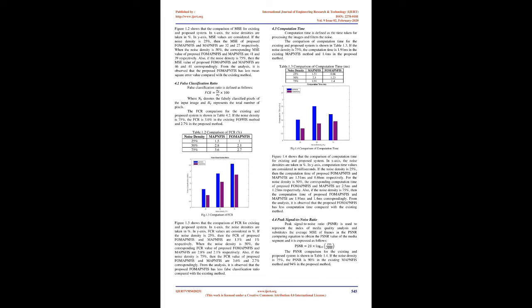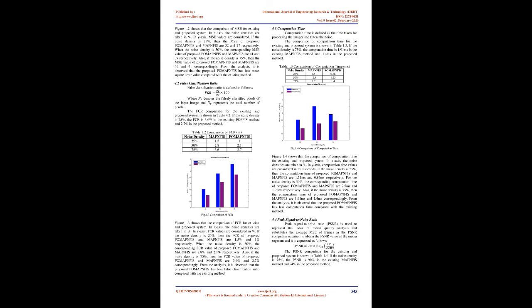In the x-axis, the noise densities are taken in percent. In the y-axis, FCR values are considered in percent. If the noise density is 25%, then the FCR of proposed FOMAPNFIs and MAPNFIs are 1.5% and 1% respectively. When the noise density is 50%, the corresponding FCR values of proposed FOMAPNFIs and MAPNFIs are 2.8% and 2.1% respectively.